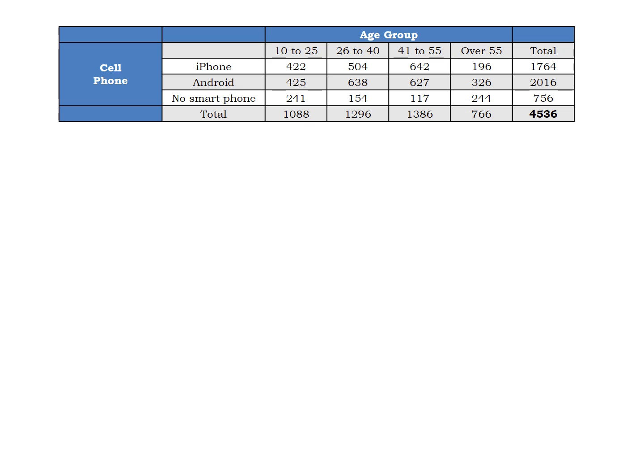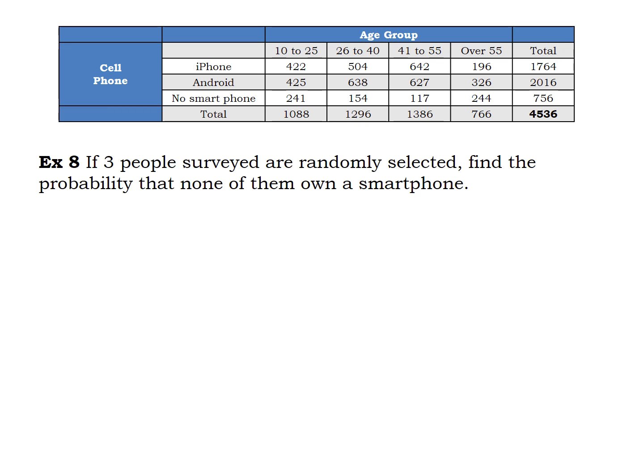So now we're going to use this two-way table, the example that we've been using throughout the course of this video, to investigate an AND problem. We're going to randomly select 3 people, and we care about the result of each of the people. We want none of them to end up owning a smartphone. So this is an AND problem because we have to have the first one doesn't own a smartphone, and the second one, and the third one does not own a smartphone.